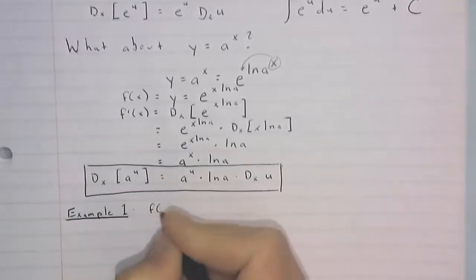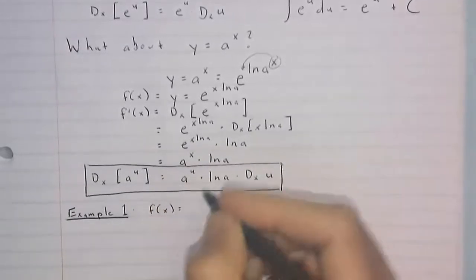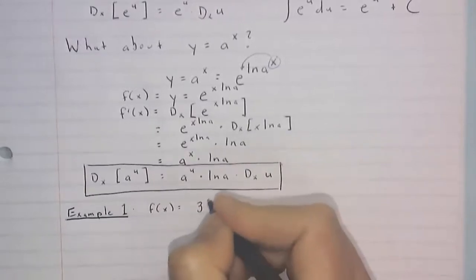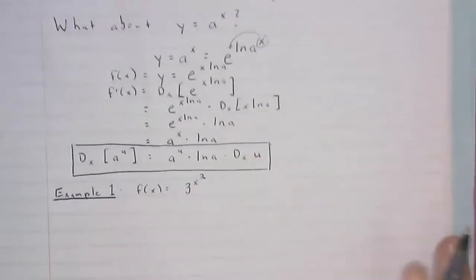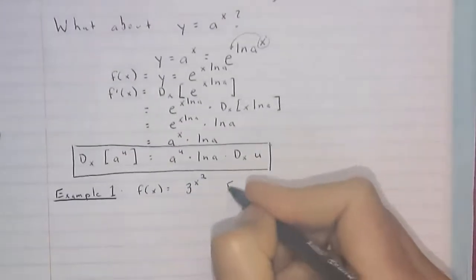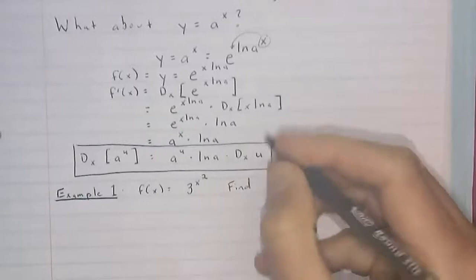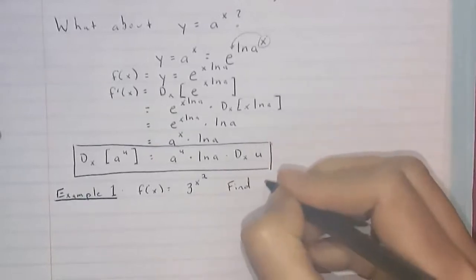Some function f is defined by 3 raised to the x squared power. Find the derivative of f.